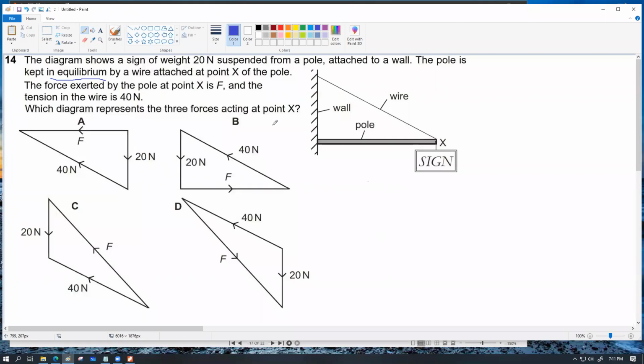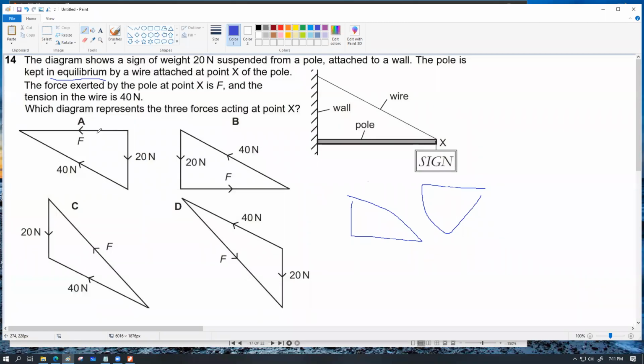Which means if you place all the forces in the same sequence, they should all be anti-clockwise or they should all be clockwise, one after another. Then you should get a closed triangle. Now, which of these 3 triangles shows you the forces in the same sequence? A and B. Not A. Have a look at B. If you go for F, then you have 40 in the opposite direction, then 20 in the opposite direction. But if you go this way, then F has the opposite direction. So this is not the case.